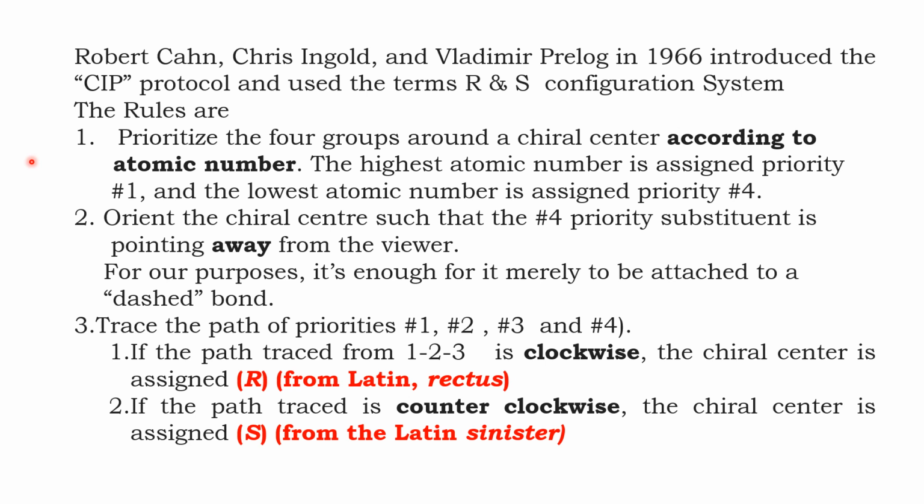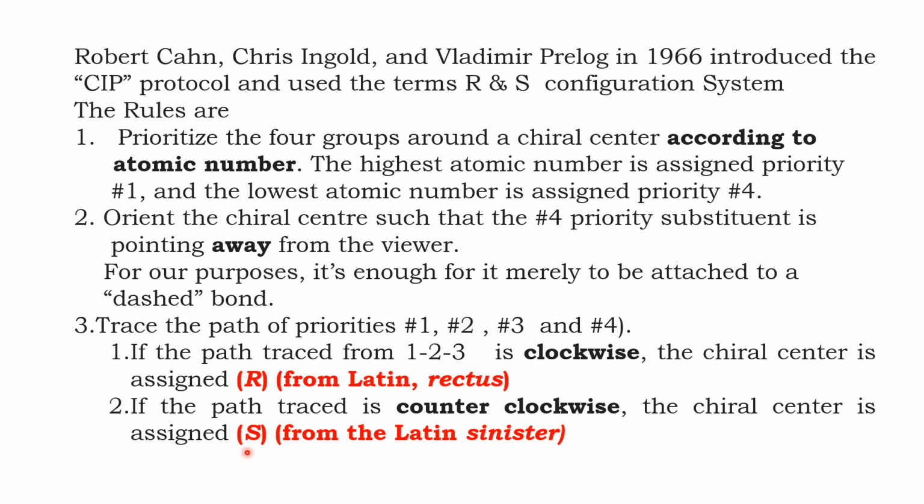And move your eyes from the first priority to second priority to third priority. If our eyes move in the clockwise direction, the molecule is labeled as R, rectus. If our eye moves in the anti-clockwise direction, it is S, sinister. So, by assigning the four groups four priorities, we just look at the molecule, and if our eyes move in the clockwise direction, it is rectus or labeled as R, and if our eyes move in the anti-clockwise or counterclockwise direction, it is designated as S. You got it?